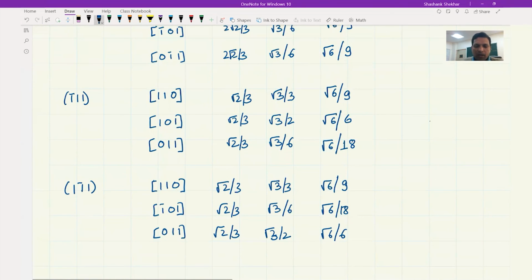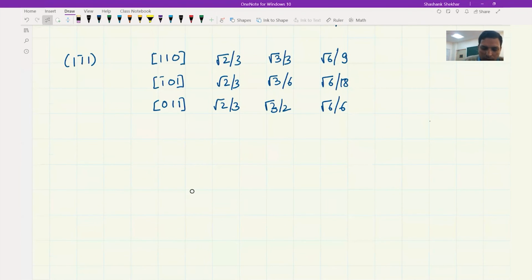So we have done for 3 planes. Now the fourth one is a little bit, you can say very different. 1, 1 bar 1. And the 4 directions are bar 1, 1, 0.